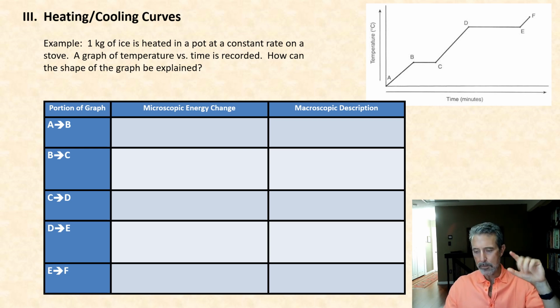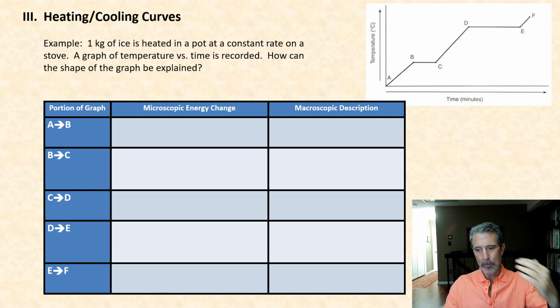And one more thing to try to clarify this. Notice that our heating curve or cooling curve is a graph of temperature versus time. On the horizontal axis, we're graphing time. Remember that we are adding heat at a constant rate. So we're assuming that in a given amount of time, we've added a given amount of heat.